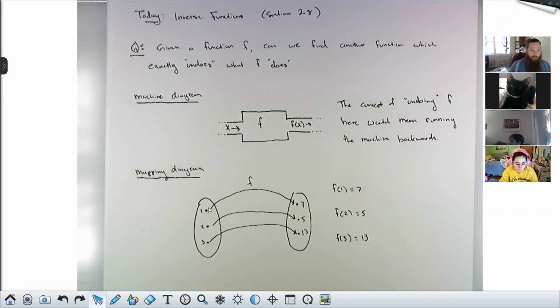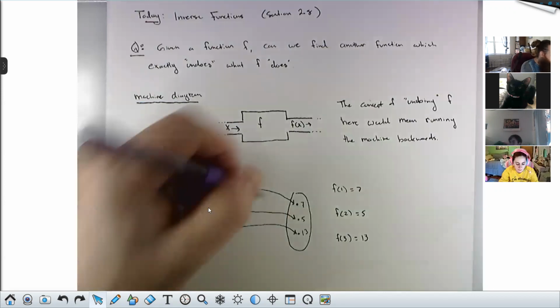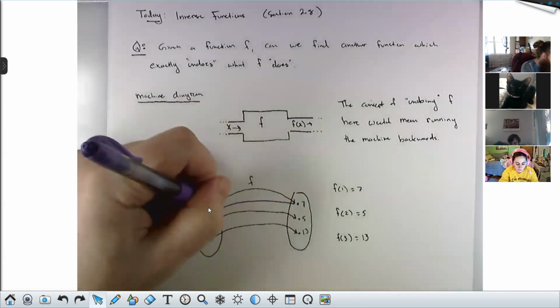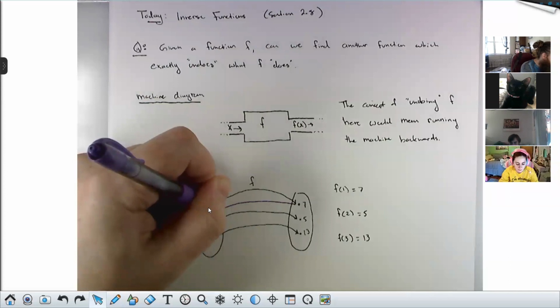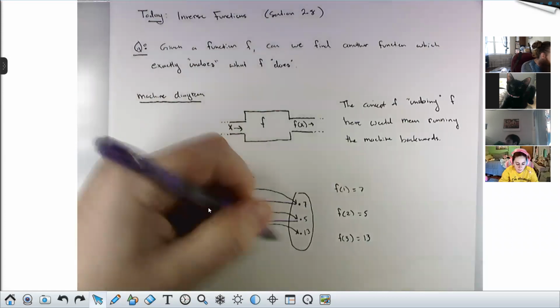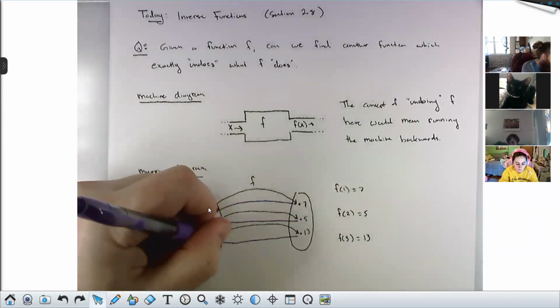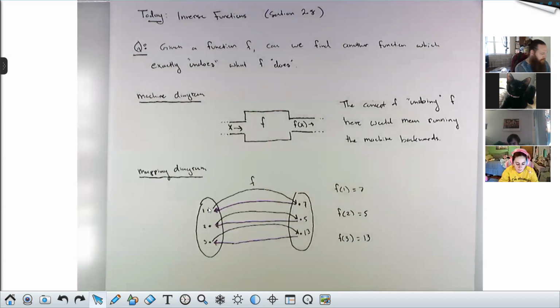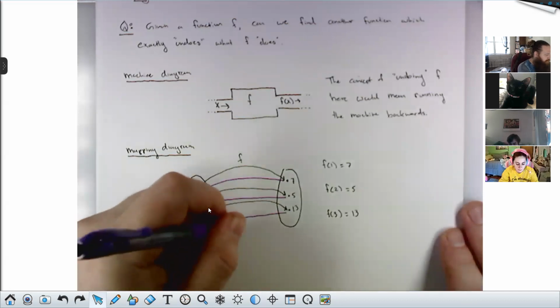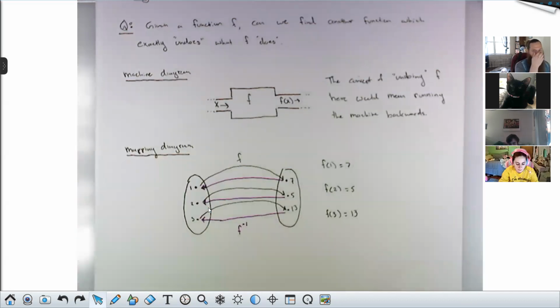To cook up or describe the inverse here would just mean to turn these arrows around backwards. So 7 goes back to 1, 5 goes back to 2, and 13 goes back to 3. The purple here, I hope you can see those colors well, would be f, and the notation is a little -1 superscript. It's not a power. It has nothing to do with the power, but we call it the inverse function.